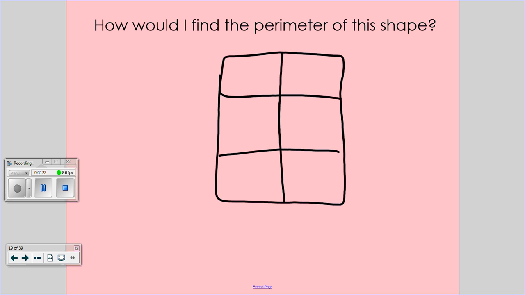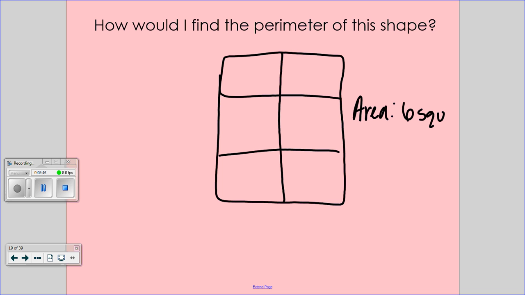What is the area of this shape? How many tiles did it take to fill up the inside of that space? 6. 6 square units. Units squared.